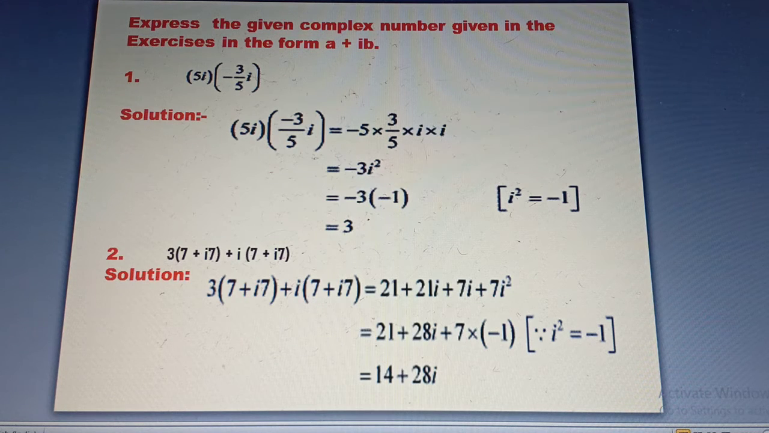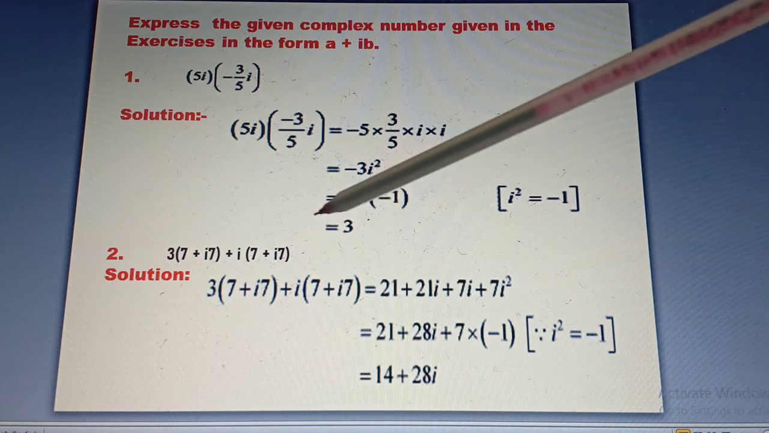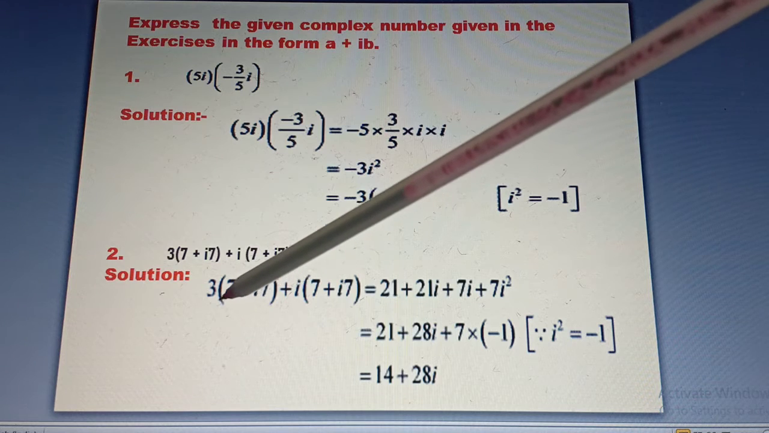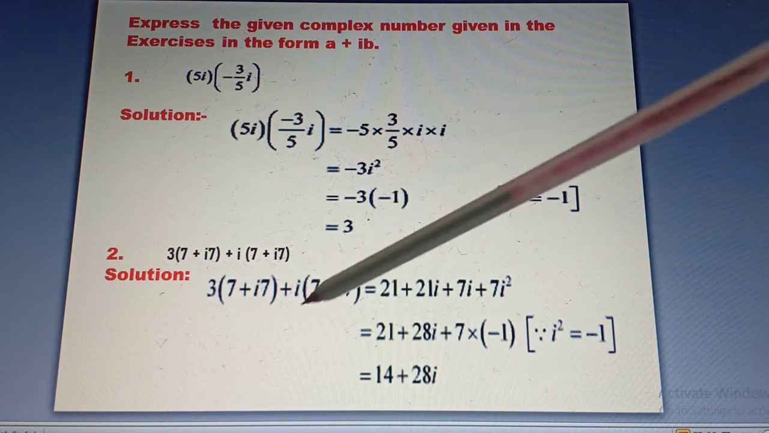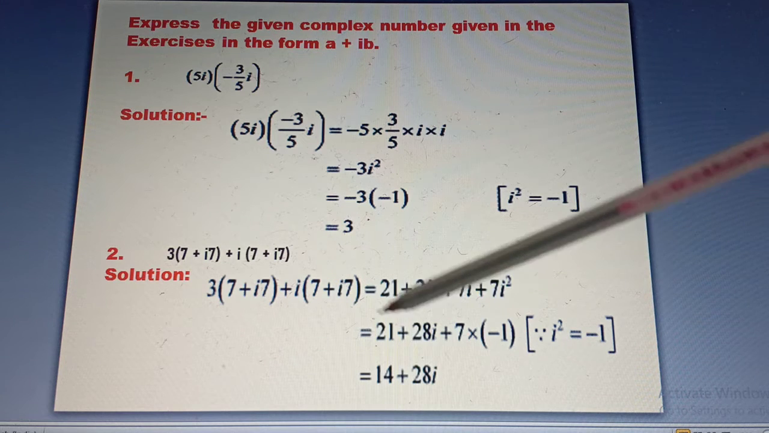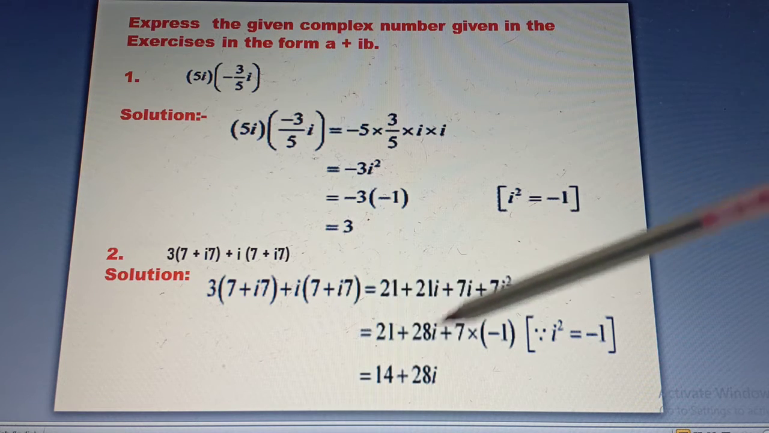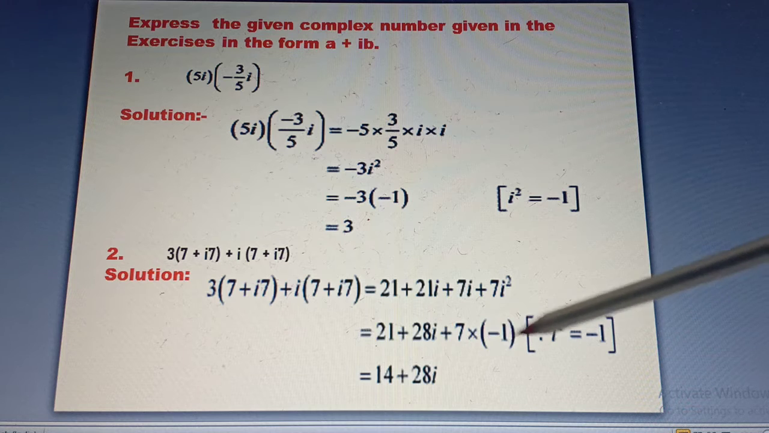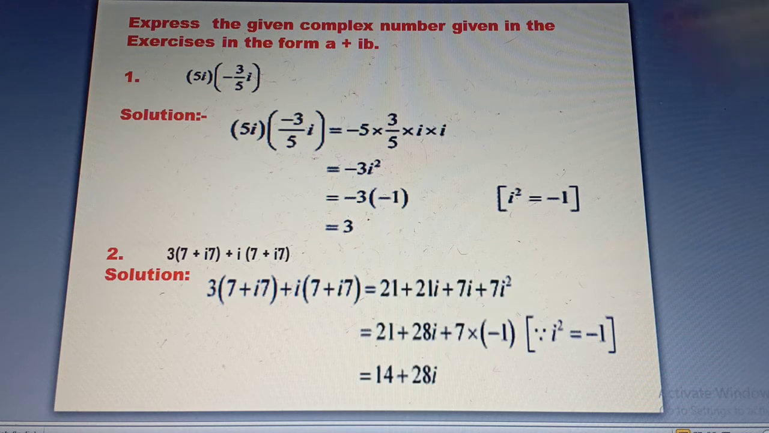Next question is 3 into 7 plus i7 plus i into 7 plus i7. So students, first you have to remove the bracket: 21 plus 21i plus 7i plus 7i square. So it is 21 plus 28i plus 7 into minus 1. So 21 minus 7 is 14 plus 28i.